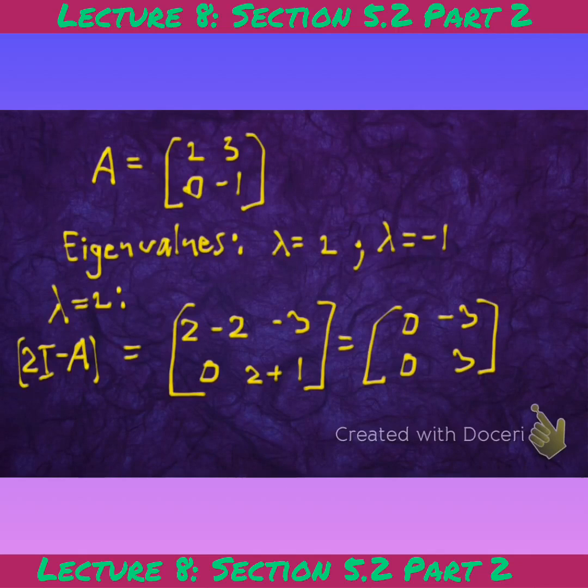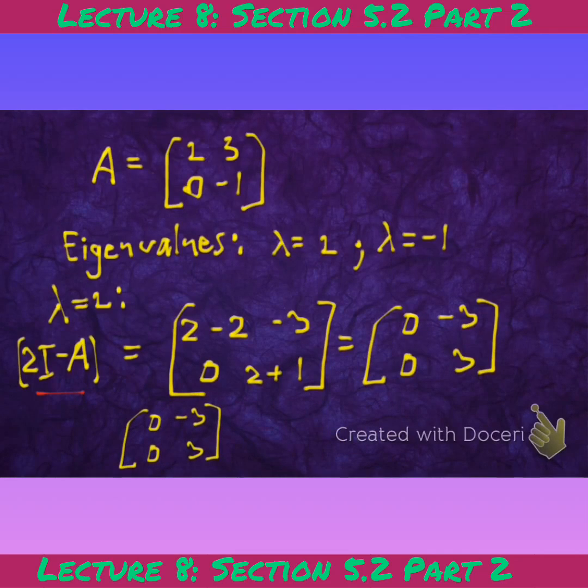So for the first eigenvalue, lambda equals 2, if we work this matrix out here, it's going to be 2 minus 2, minus 3, then 2 minus 1, which is 3. So what is the null space of this matrix? We want to take this matrix here and look at its null space.